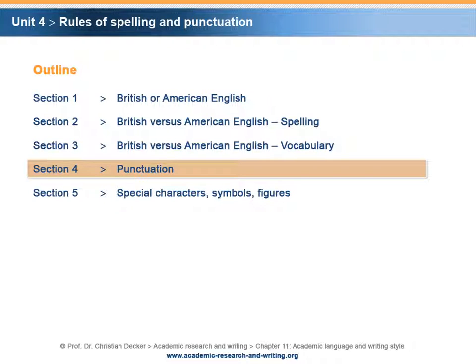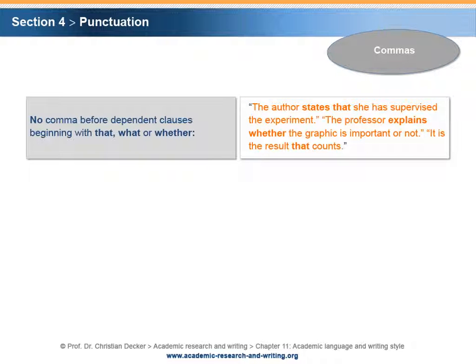Section 4. Punctuation. Punctuation is not just a matter of rules. Skillfully applied, punctuation serves as a guide for the reader and defines the precise meaning of the text. This is especially the case when using or not using commas. There's no comma before dependent clauses beginning with that, what, or whether.